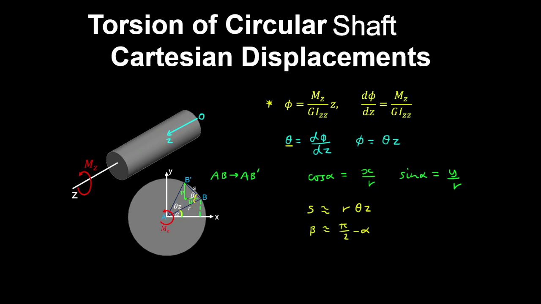So therefore we can write the displacement u, which is the horizontal component of the displacement of the fibre. So that will be minus s cosine beta. So cosine beta is the same thing as sine alpha. So we can write this as minus s sine alpha. And similarly, the vertical displacement of the fibre is positive s multiplied by sine beta, which is the same thing as cosine alpha. So we have s cosine alpha.